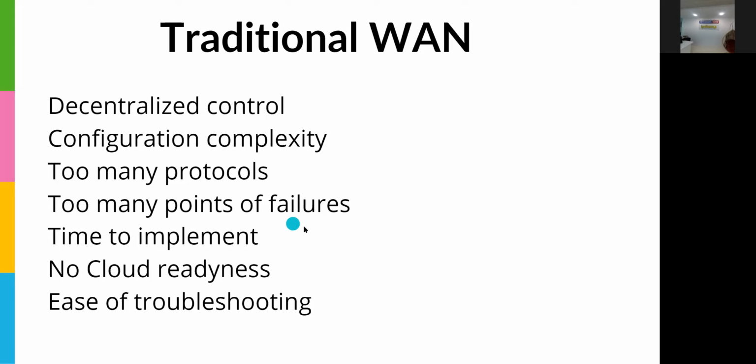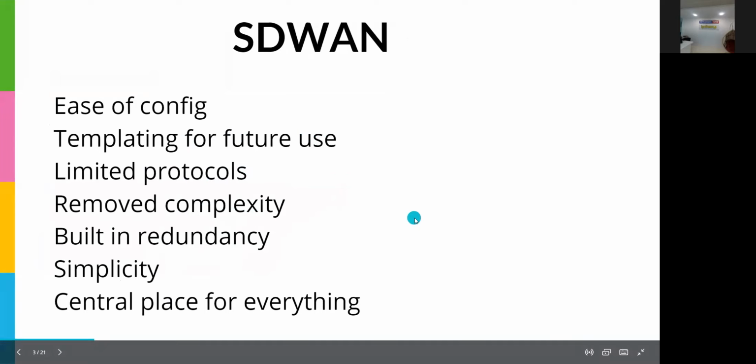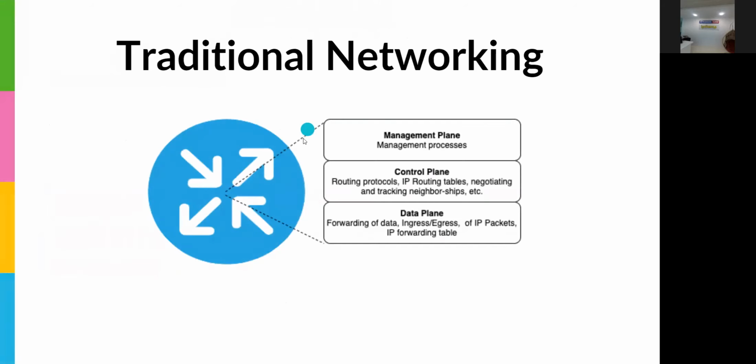So the traditional WANs have these issues, and SD-WAN has these features: ease of config, templating for feature use. You can use a template again and again. Limited protocols, removed complexity, built-in redundancy, simplicity. These terms are not going to make much sense till the time you see some labs and practicals happening. So I'll just skip it and move on. Traditional networking was about the management plane, control plane, and data plane.